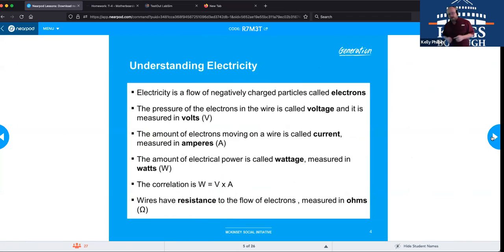A big part of power supplies, we need to understand, at least on a fundamental level, is electricity.